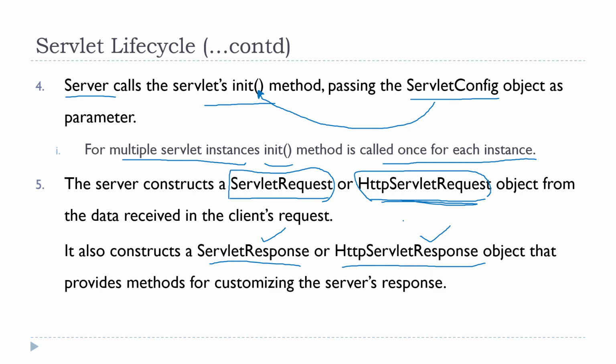This response object contains methods which can be used to manipulate the server's response. Because the server will now be creating a response which it needs to send back to the client, that is why it will create an empty object. So this servlet response object will not contain anything right now, and we are going to build the response in the server, and then return this response back to the client.